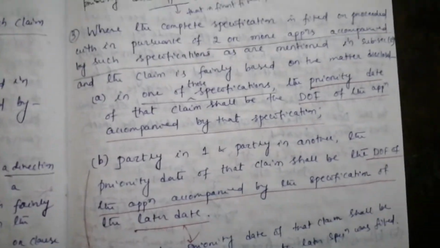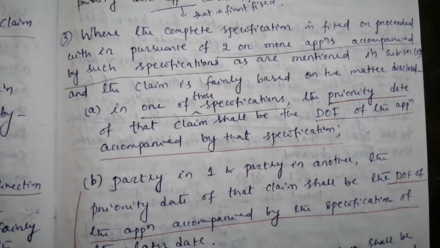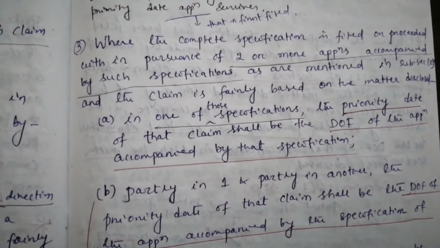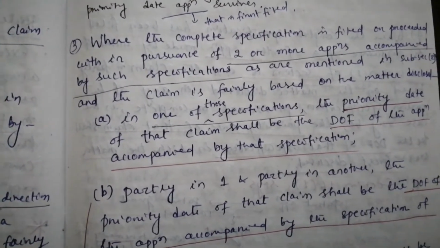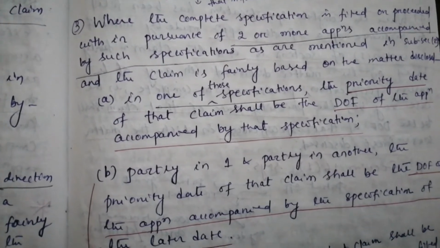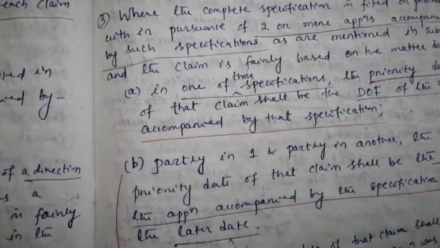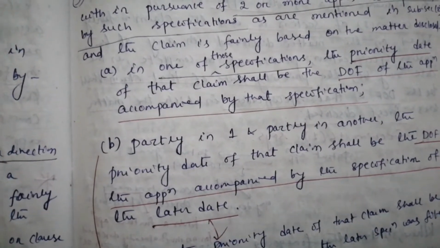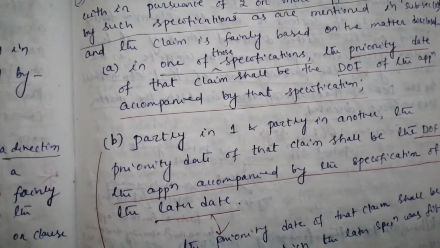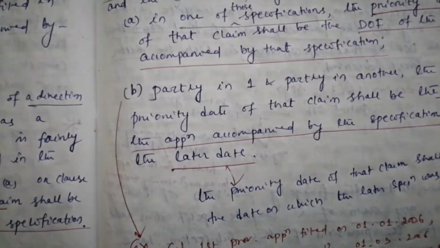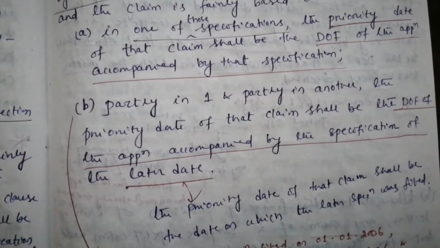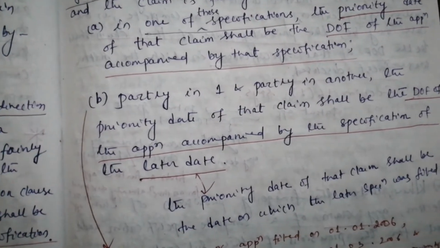Next, subsection 3 says: where the complete specification is filed or proceeded with in pursuance of 2 or more applications accompanied by such specifications as are mentioned in subsection 2, and the claim is fairly based on the matter disclosed, clause A says, in one of those specifications, the priority date of that claim shall be the date of filing of the application accompanied by that specification. Clause B says, partly in one and partly in another, the priority date of that claim shall be the date of filing of the application accompanied by the specification of the later date.